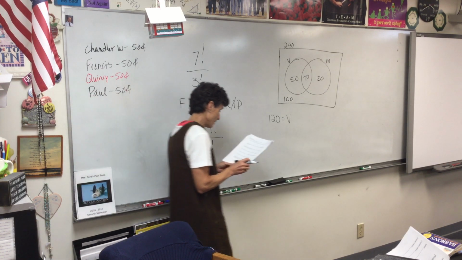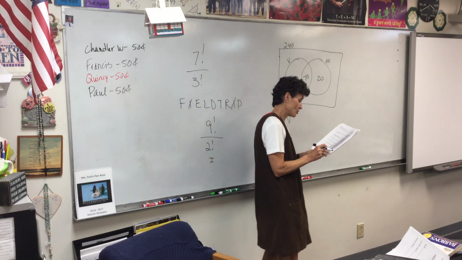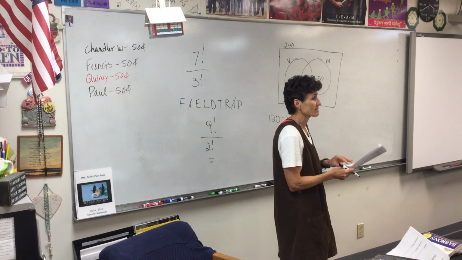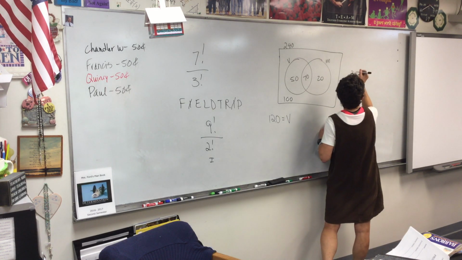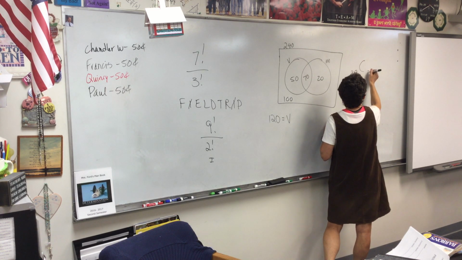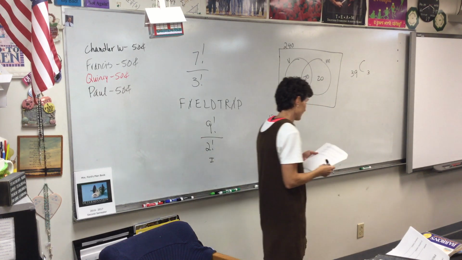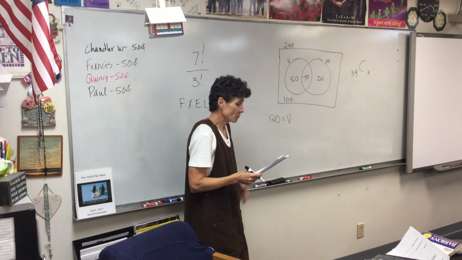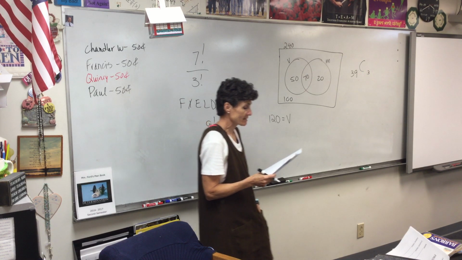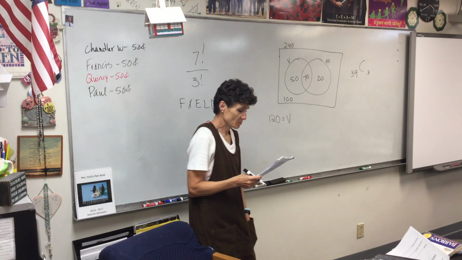How many ways can I award 3 identical prizes to my class of 39 students? 39 C3. Why is it C3? They're identical. All right, turn it over. This page has a backside. Wow. This was a big one.